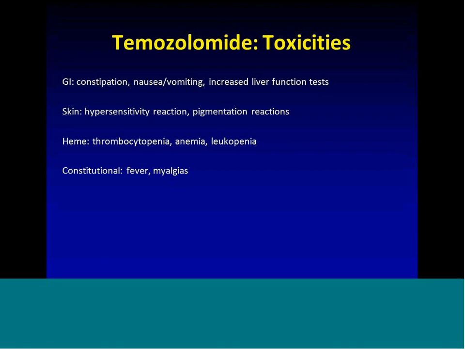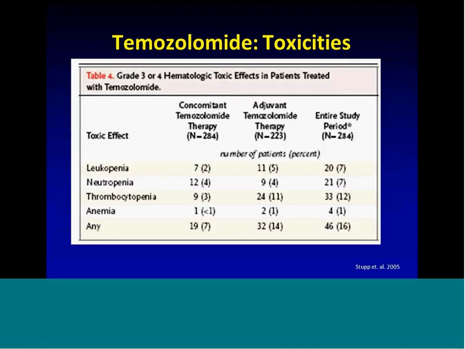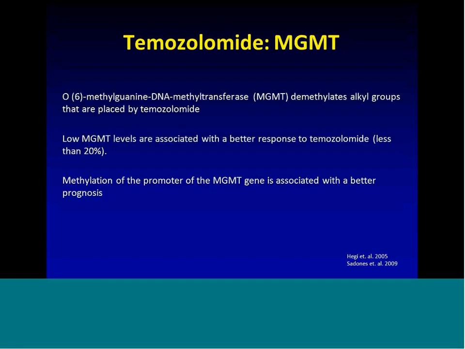Side effects are constipation, nausea, vomiting, increased liver function tests, and hypersensitivity. You can basically have bad skin reactions, bad rashes. They can be thrombocytopenic, leukopenic, and anemic, and can also develop fevers and myalgias. And this is just an example of the hematologic toxicity seen with temozolomide.